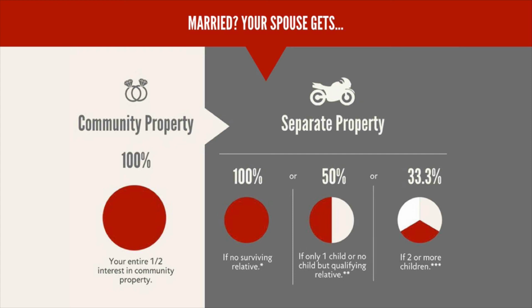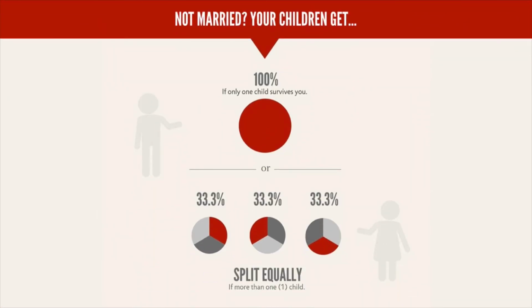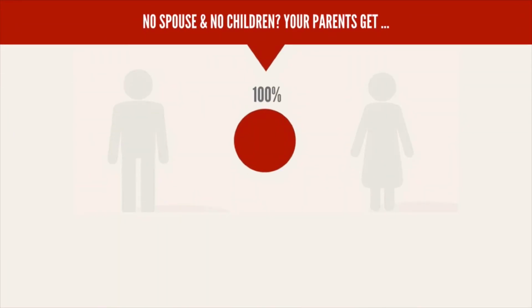Now, if you're not married, it's a little easier to determine how your stuff will be distributed because there's no division of community property and separate property. It's all just your property. So if you're not married but you have a child, that child will receive 100% of your property. If you have more than one child, then it will be split equally. If you're not married and you have no children, then your parents would receive 100% of your property.